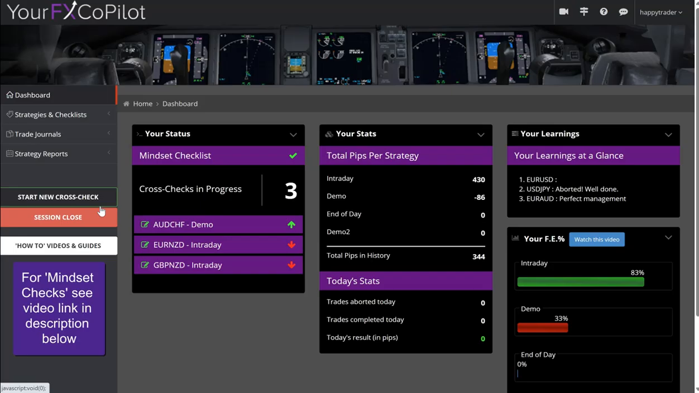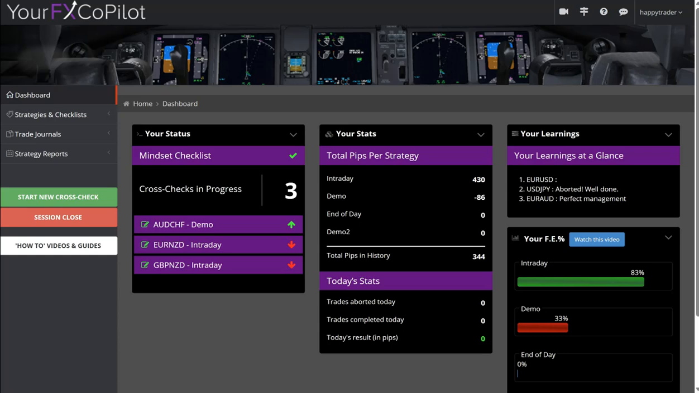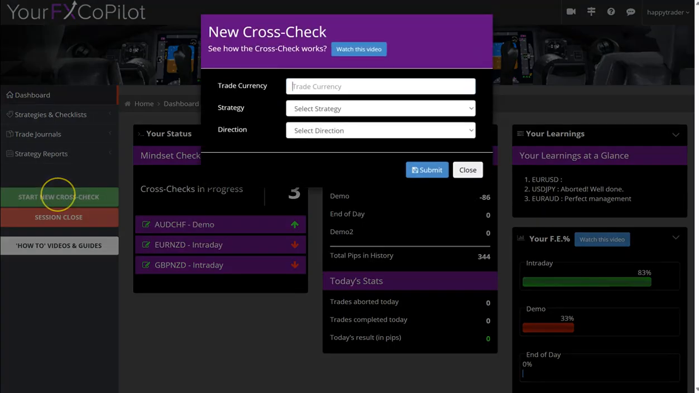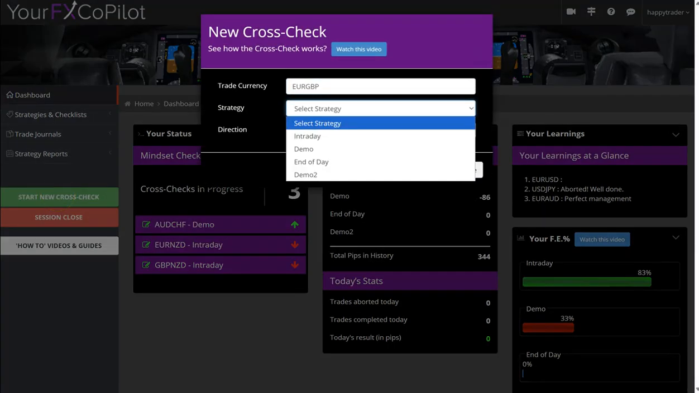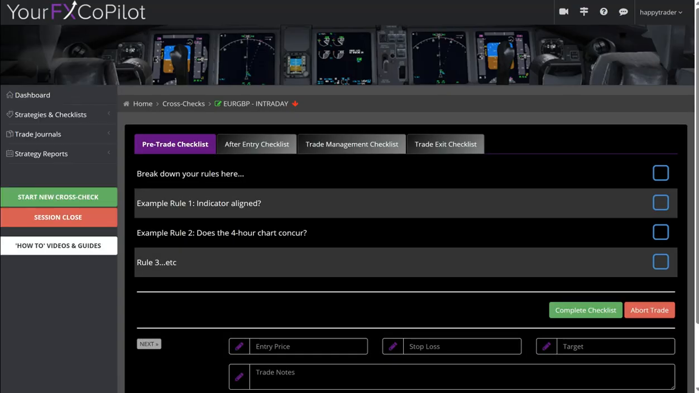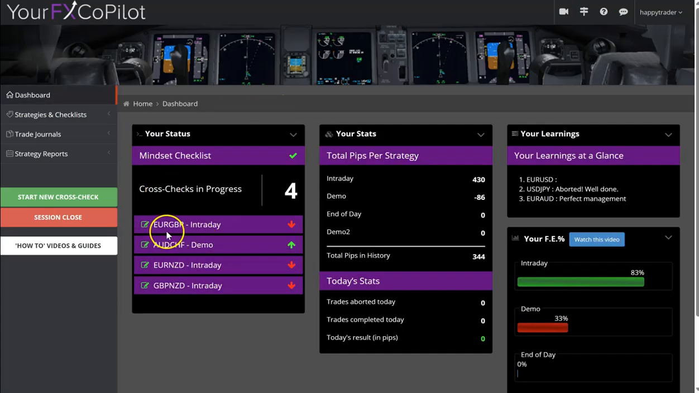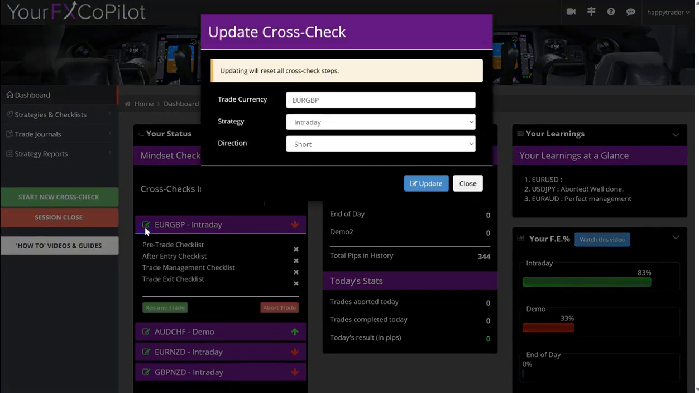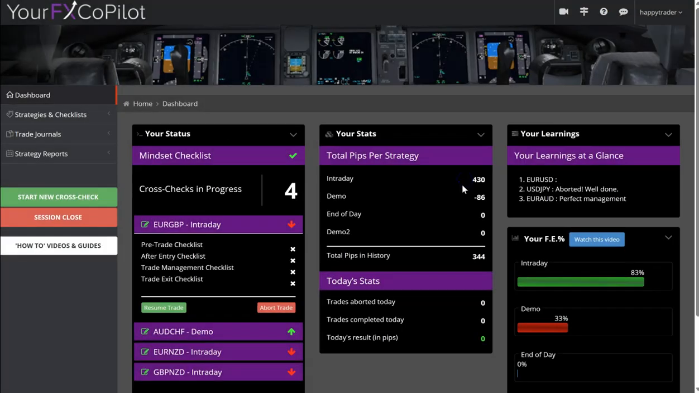And then when you see a potential trade setting up, you are ready to initiate a new cross-check. Just click Start New Cross-Check. Select the strategy and the direction and hit Submit. The cross-check has now been initiated and the checklist process starts for that trade and that strategy. And it will also now appear on your dashboard. If you need to reset it, let's say you've made a mistake on entering the currency, the strategy, or the direction, you can just click here at any stage of the cross-check and it will completely reset it.